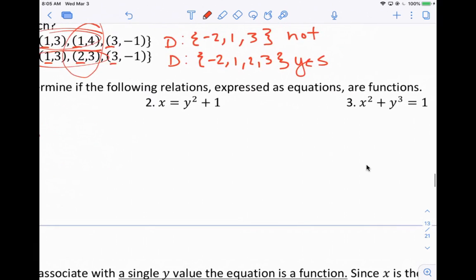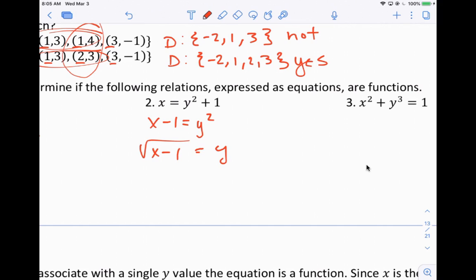Let's look at the second one here. It's not a format we're kind of used to. It may be a little hard to tell at this point if it is a function or not. Let's rearrange this real quickly so that it says y equals. Not an absolutely necessary step, but sometimes a little easier, okay? So we're going to subtract 1 to the other side, square root it, and we get that y is equal to the square root of x minus 1. This just rearranges it so we can look at our independent variables a little faster, rather than being so dependent on our dependent variable.